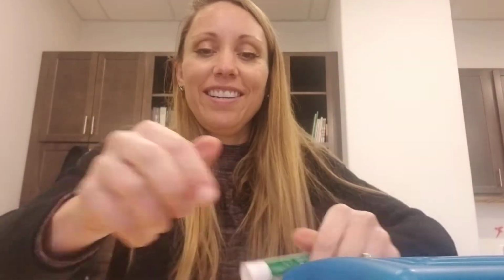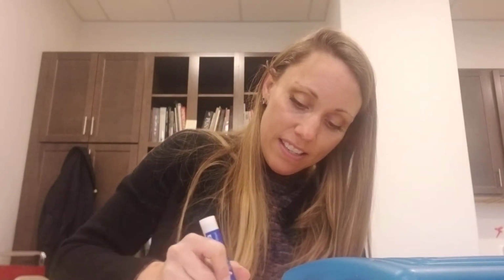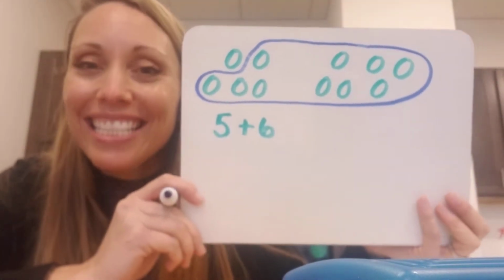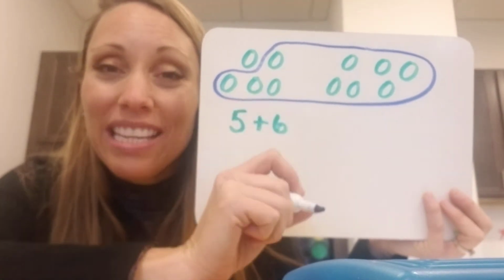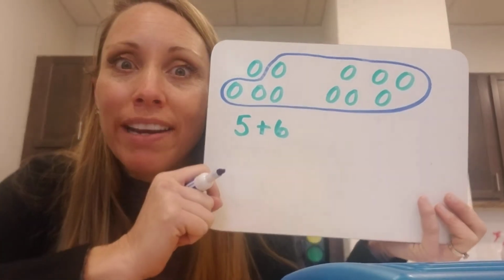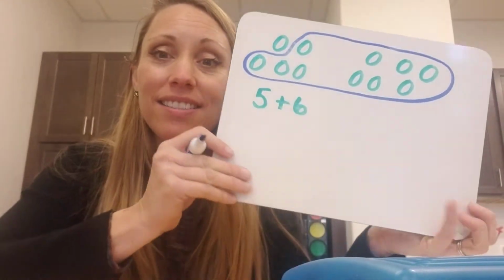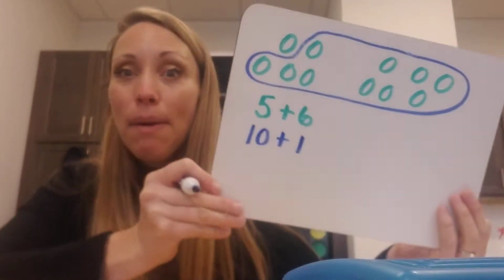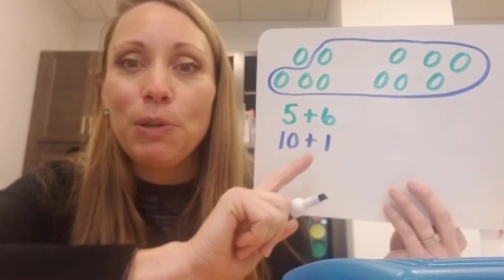Use a different color. How many did I steal to make 10? I had these 6 and I stole these 4. Now I have a big group of 10 and I only have 1 more. That's why we can say that 5 plus 6 is the same as 10 plus 1. Sounds crazy, but when you see it with the picture, hopefully it makes a little more sense.